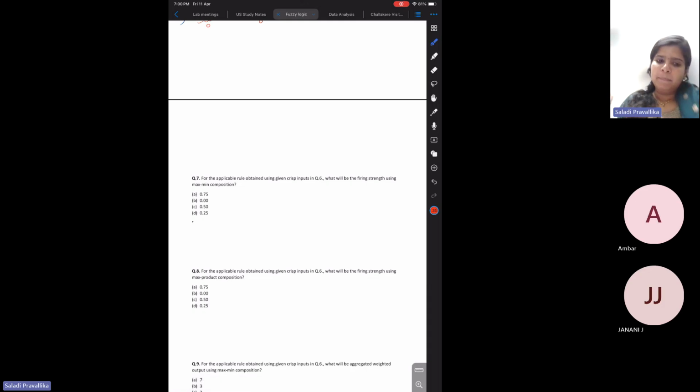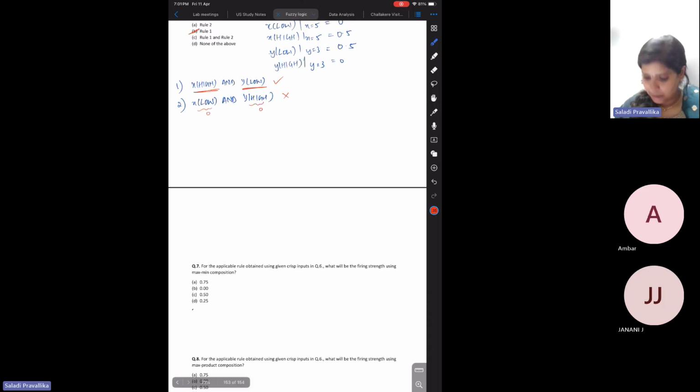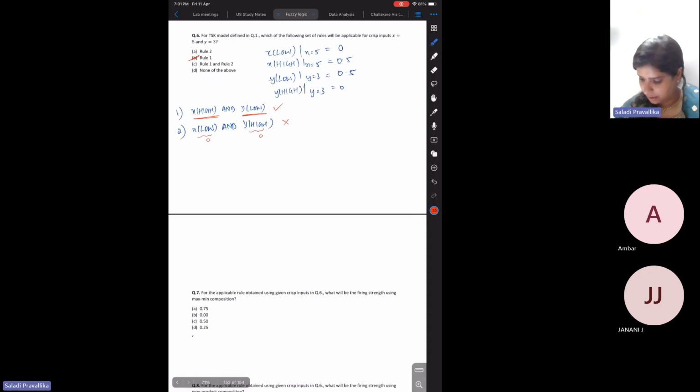For the applicable rule obtained using given crisp inputs in the question we had just done, what will be the firing strength using max min composition?